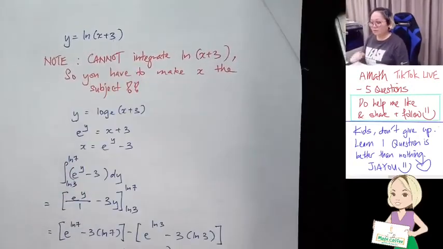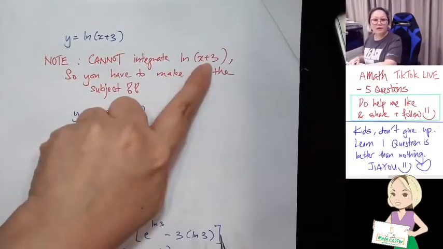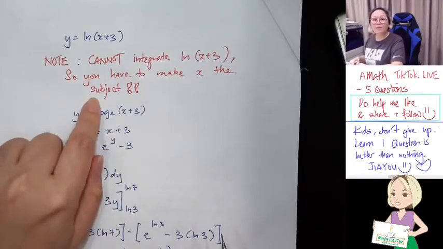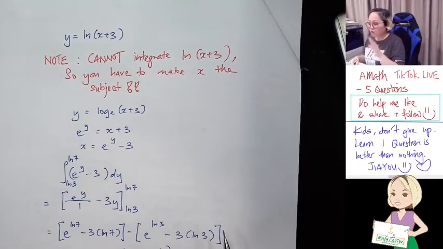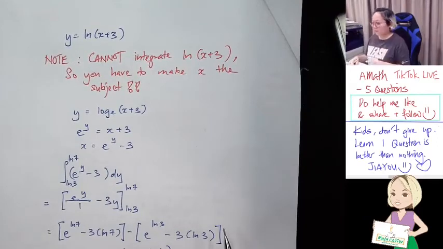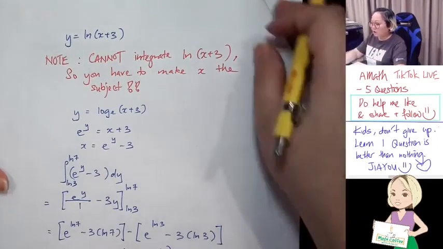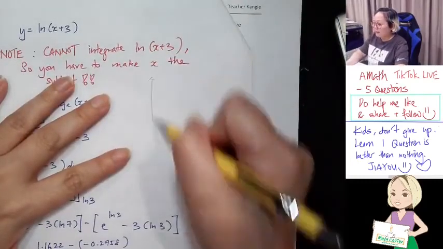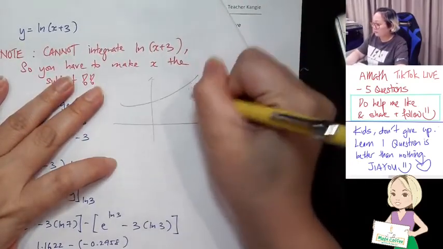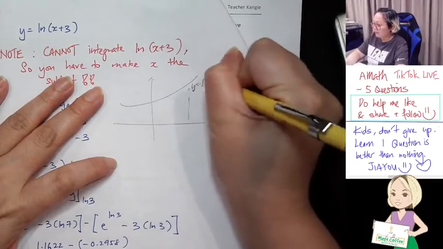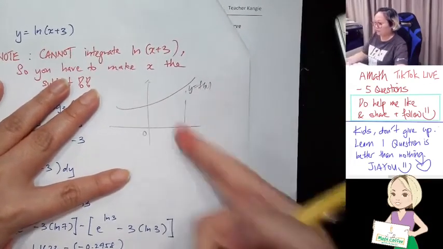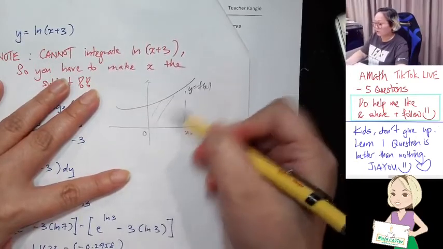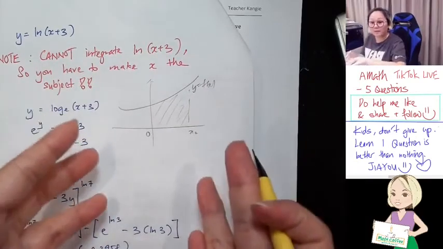Y equals to ln. So note, you cannot integrate ln x plus 3. So you have to make x the subject. The trick is you have to make x the subject. Okay? Because you have two ways. Most of the time, the curve y equals to fx, you sweep from x2 to 0, for example. Sweep this direction, and it's finding this one. Most of the time, it's always like that, correct?